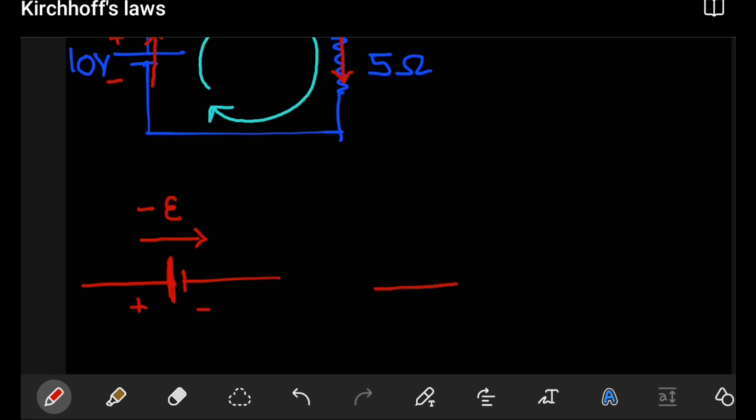But if we had the opposite, let's say this, and now the loop that we selected ends up moving from the negative to the positive, in this case the potential change across this power source will be taken as a positive value. So positive whatever the supply is. Instead of using E, let me use V. So negative V if we're moving from positive to negative, and positive V if we're moving from negative to positive.